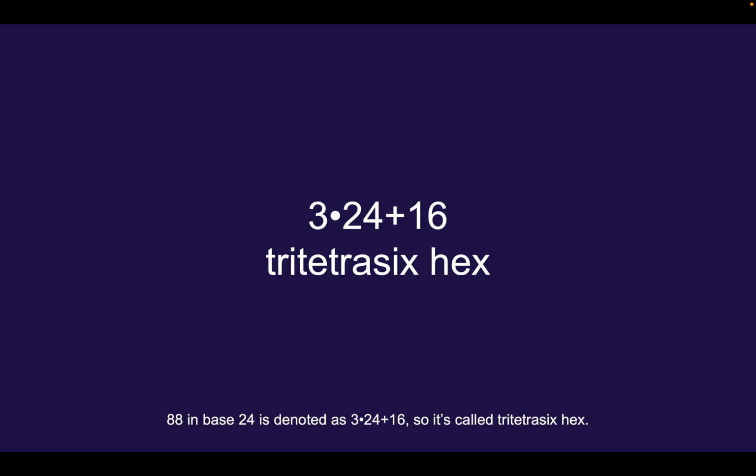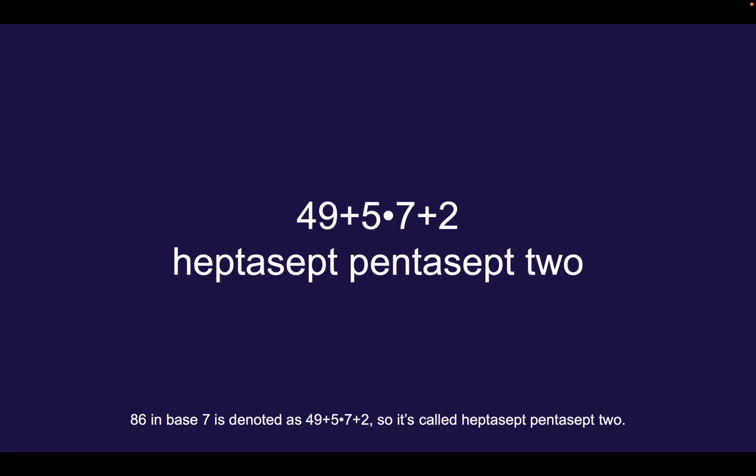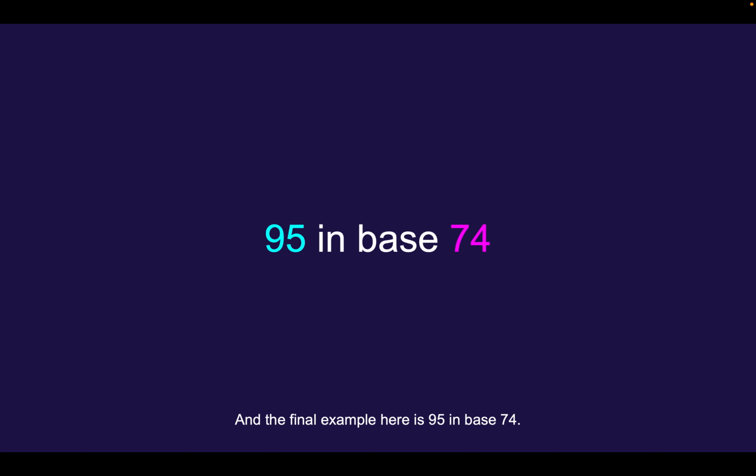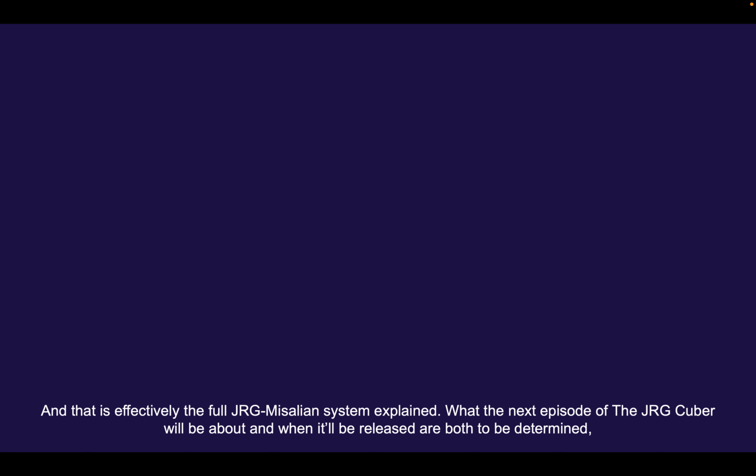88 in base 24 is denoted as 3 times 24 plus 16, so it's called tritetrahex hex. Next is 86 in base 7. 86 in base 7 is denoted as 49 plus 5 times 7 plus 2, so it's called heptasept pentasept 2. And the final example here is 95 in base 74. 95 in base 74 is denoted as 74 plus 21, so it's called binif trisept. And that is effectively the full JRG Missalian system explained.